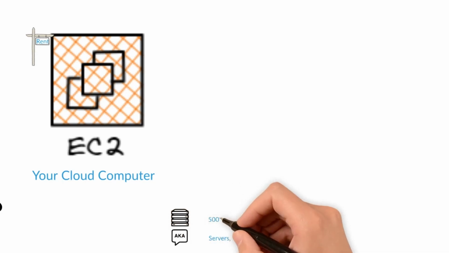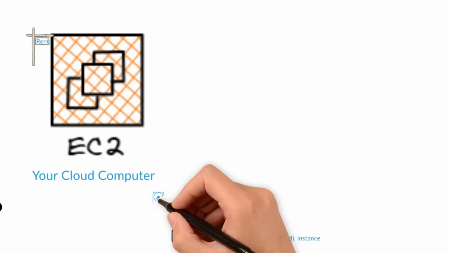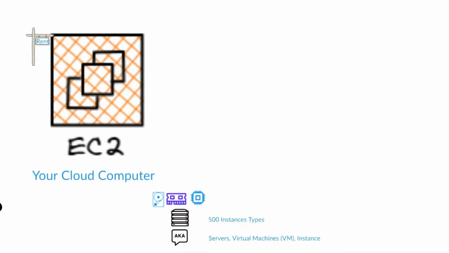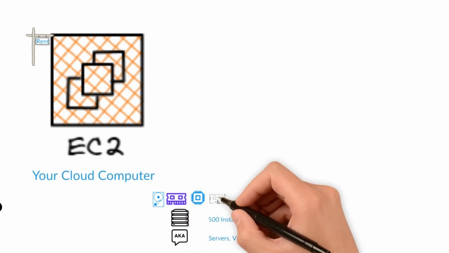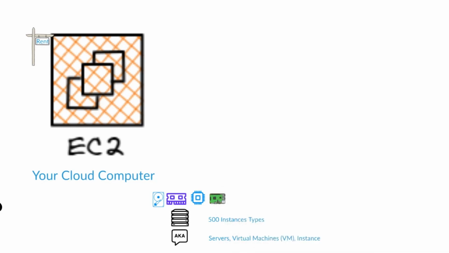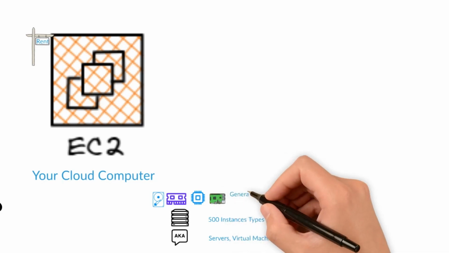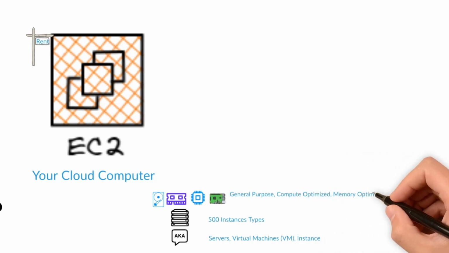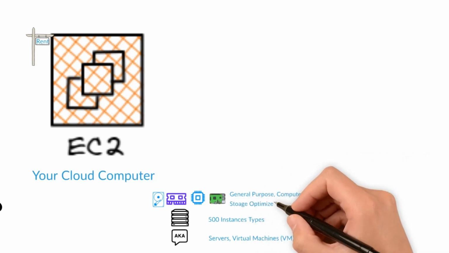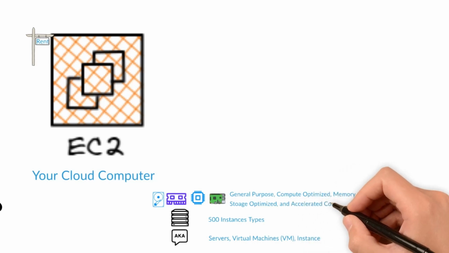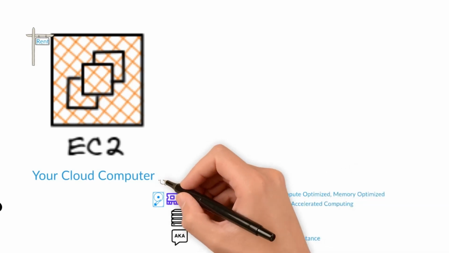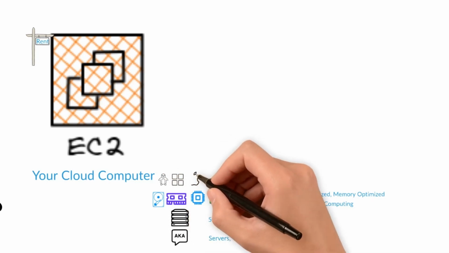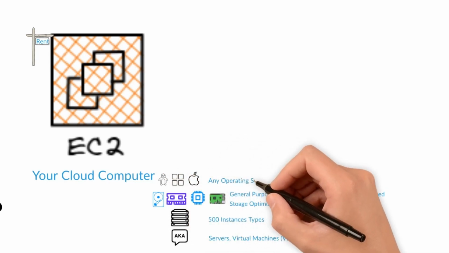There are over 500 instance types that you can choose from. Depending on your choice of storage, memory, CPU, and networking, the 500 instances are categorized into general purpose, compute optimized, memory optimized, storage optimized, or accelerated computing. This is all dependent on what your application and user requirements are. You can also choose from a list of operating systems or bring your own operating system.